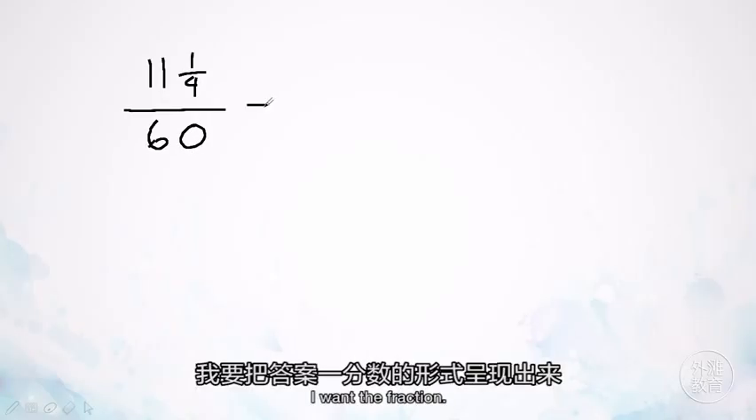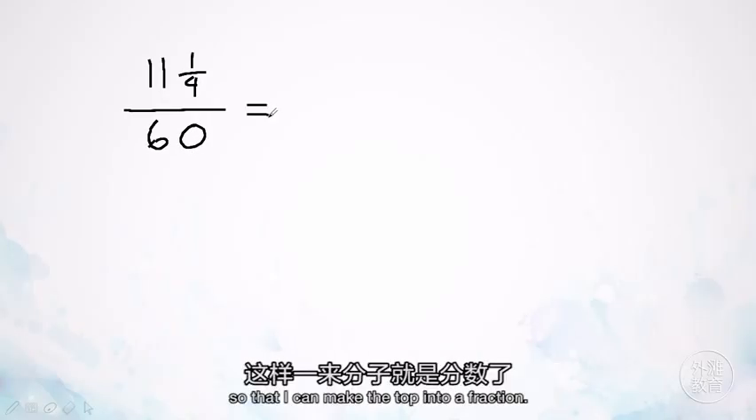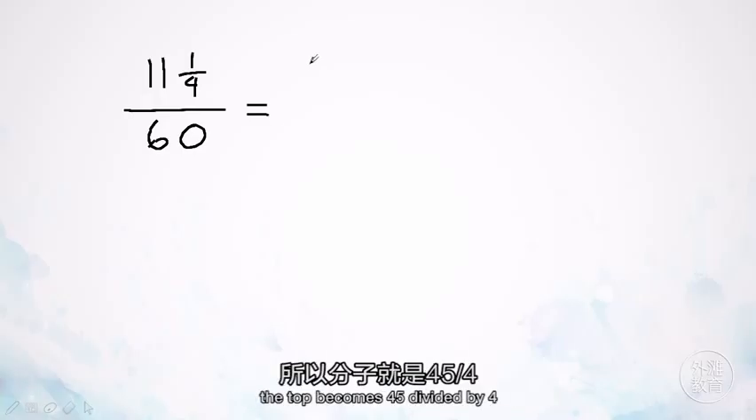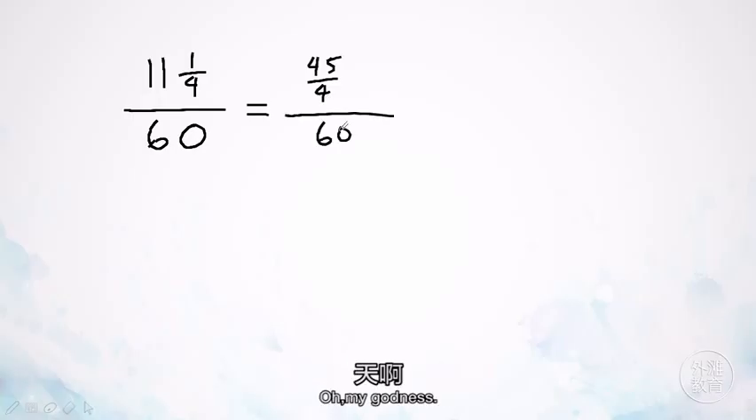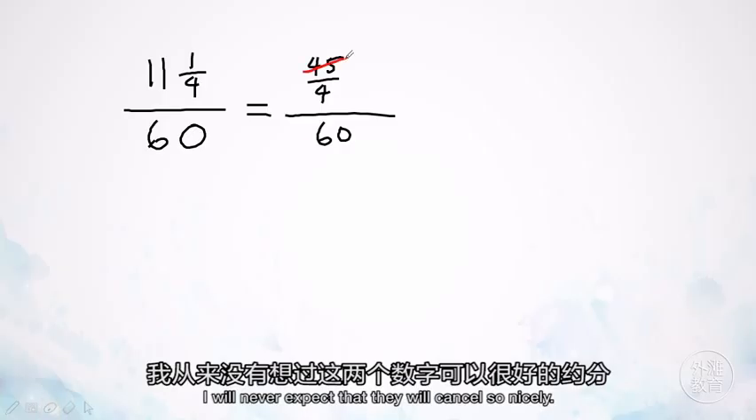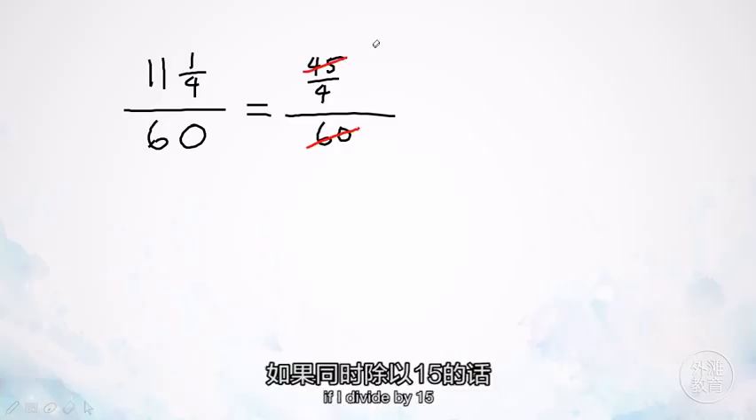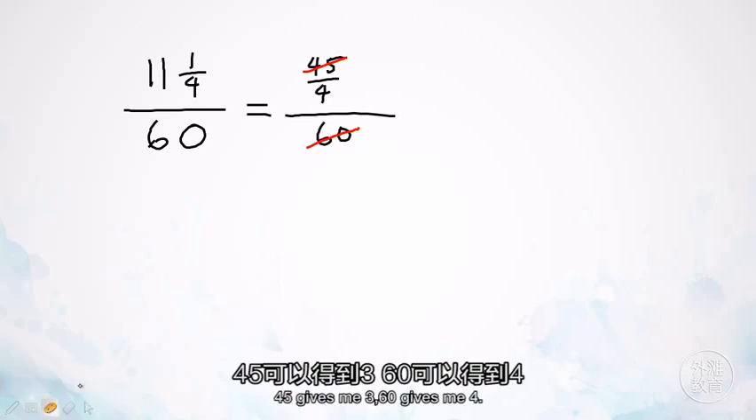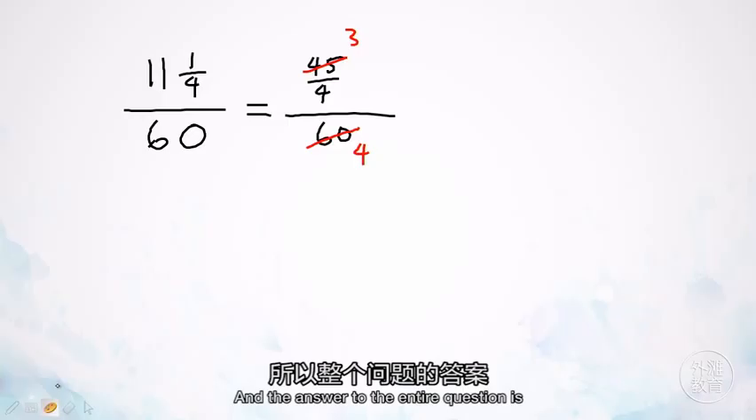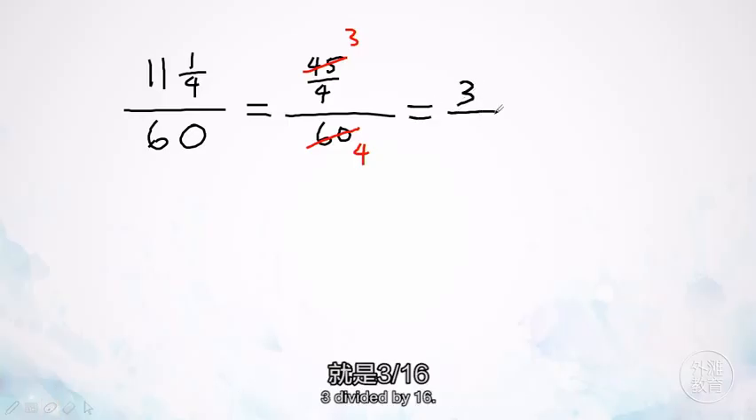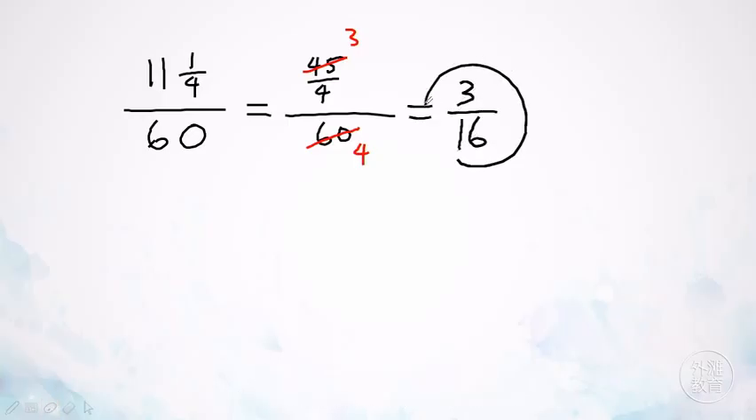I wanted a fraction. So I used a mixed number because I can make the top into a fraction. The top becomes 45 divided by 4, all divided by 60. Oh my goodness. 45 and 60, I never expected that they would cancel so nicely. This is going to give me, if I divide by 15, 45 gives me 3, 60 gives me 4, and the answer to the entire question is 3 divided by 16.